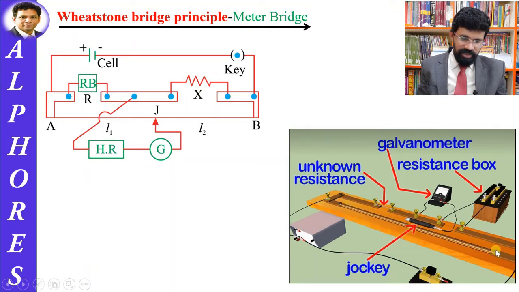This is the scale. On this scale, the white colored string is a 1 meter length wire. And this object is called the jockey. This jockey is connected to the galvanometer, and the galvanometer is connected here.